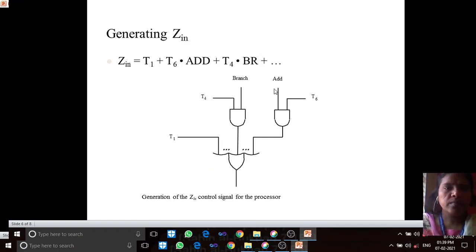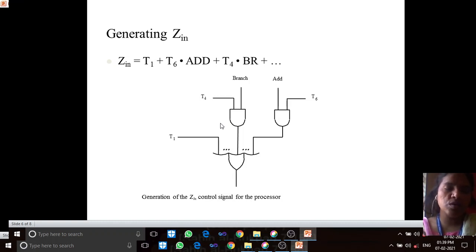You can see generating Zin. Zin is asserted at a time slot. T1 means the signal is asserted at slot T1 for all instructions. Plus T6: during T6 for an Add instruction, Add is asserted during the sixth time slot. During T4, the BR branch instruction, which is an unconditional branch, is asserted. You can see that those are the inputs of the AND gate. Add is asserted at T6, branch is asserted at T4, and T1 is for all instructions.